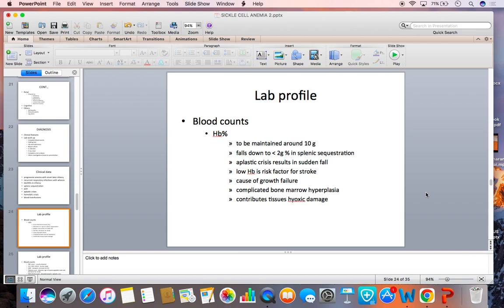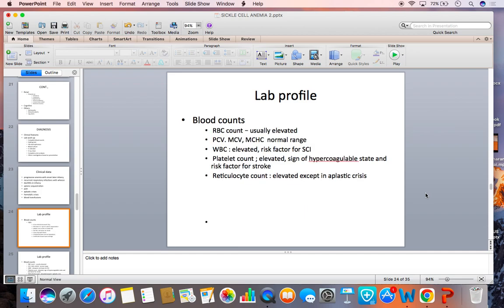Well, chronic anemia results in growth failure, complicated by bone marrow hyperplasia, and contributes to tissue hypoxic damage and organ injury. Then coming to blood counts. RBC count usually elevated, PCV, MCV, MCHC normal range, WBC elevated, risk of SCI, platelet count elevated, signs of hypercoagulable state and risk for stroke. Reticulocyte count elevated except in aplastic crisis.